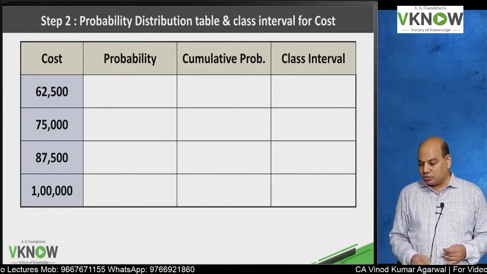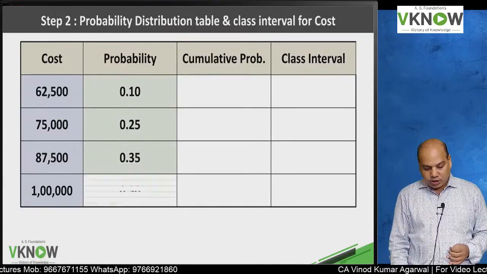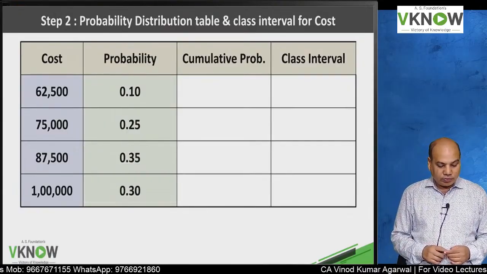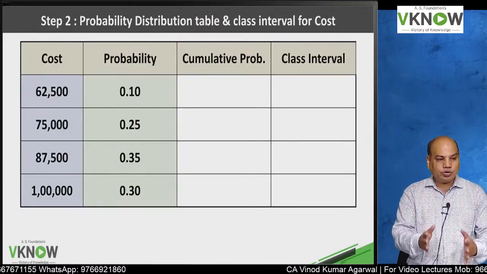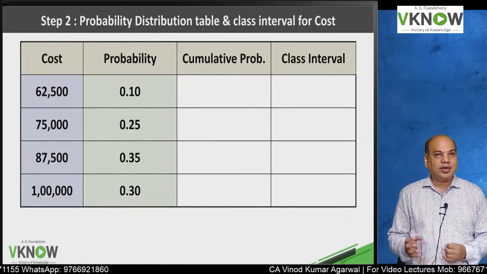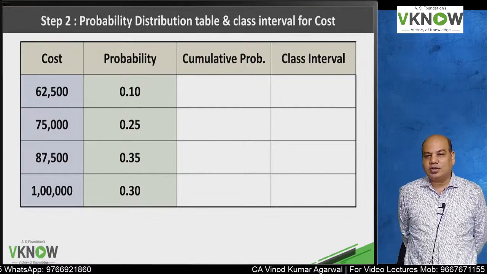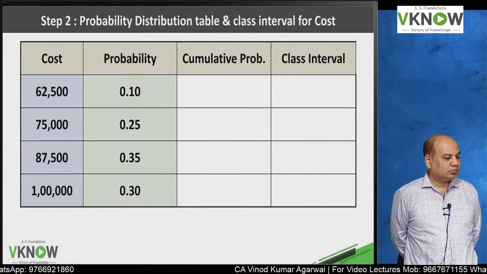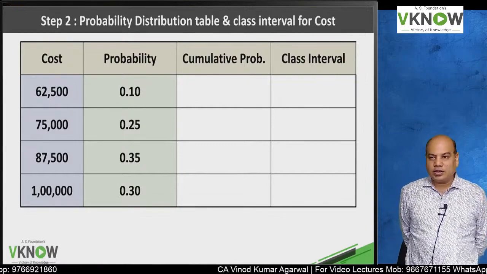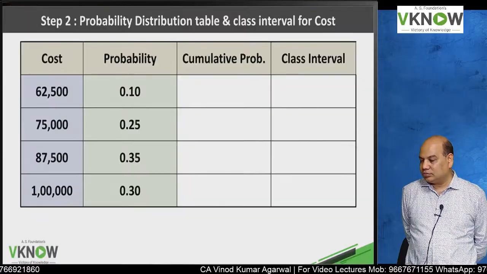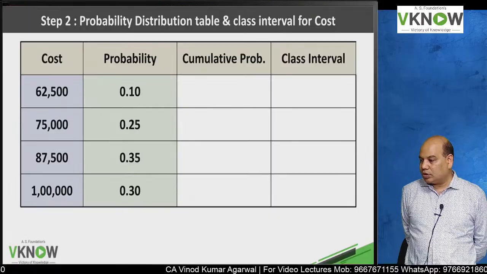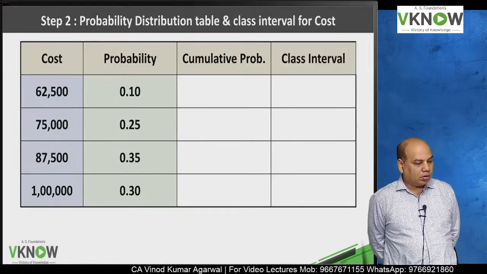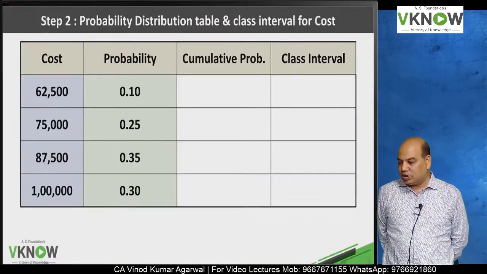Cost I have given to you. Probability is given in the booklet. Please compute yourself cumulative probability and class interval. After 30 seconds I will check. Once it is over, please inform me.